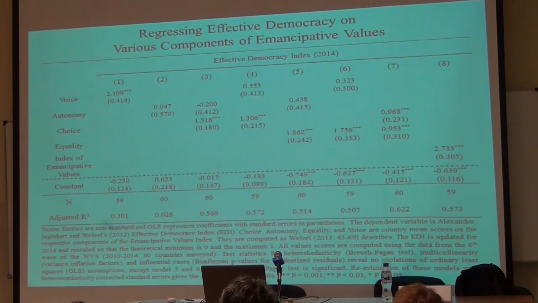So, in fact, we see that two particular components have higher explanatory power than the total score. So maybe it's not the total score on emancipative values that is important for effective democracy, but rather the particular scores on choice and equality. It is a very preliminary finding. I will not interpret it; it goes beyond the scope of my study. But I think it's actually an important finding.